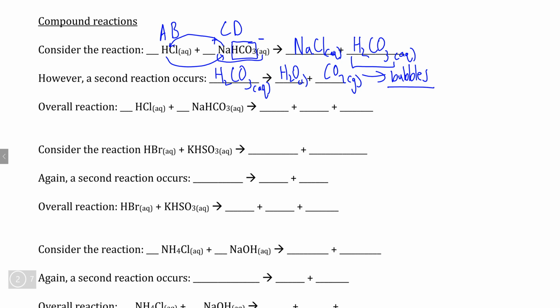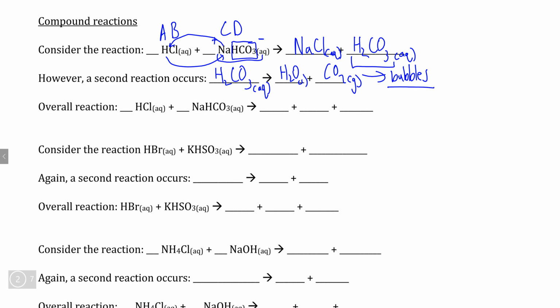Now, because these 2 reactions occur one after the other, what this means is that carbonic acid that is a product in the first reaction, we can see it appearing as a reactant in the second reaction. And so whenever you have, in math, for example, a number that appears in the numerator and then appears in the denominator, you can cancel it. And in chemistry, we can do the same thing.